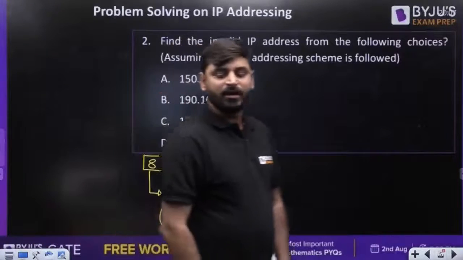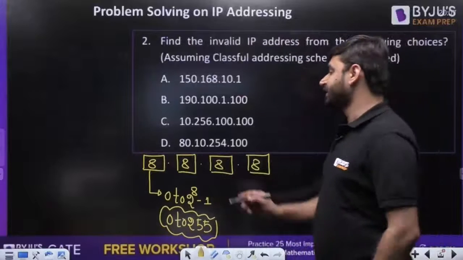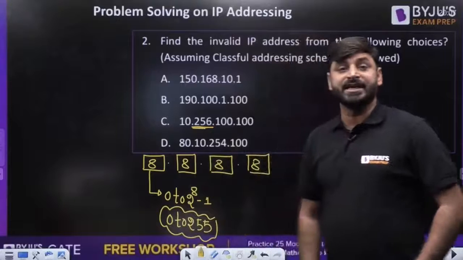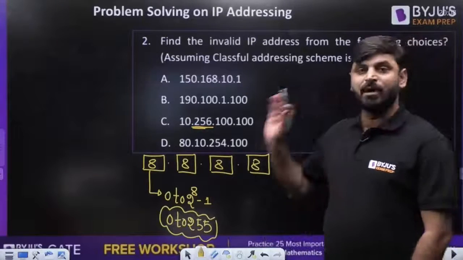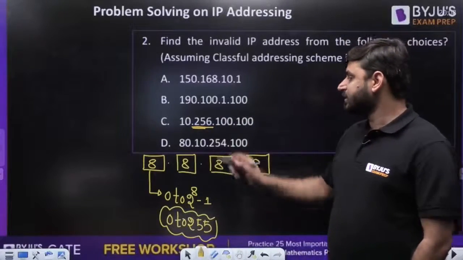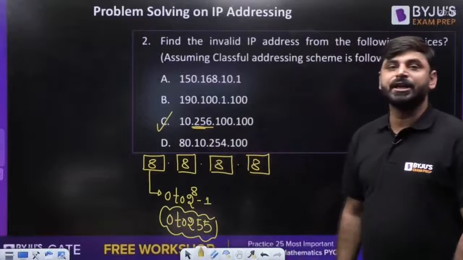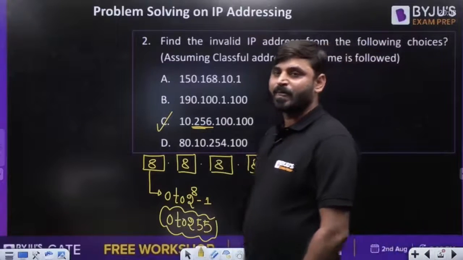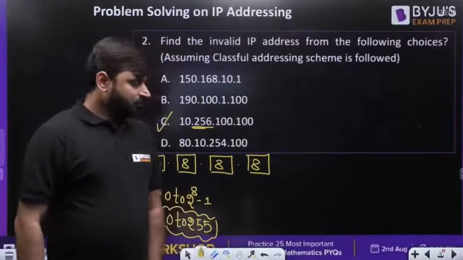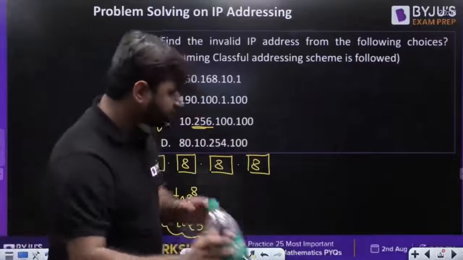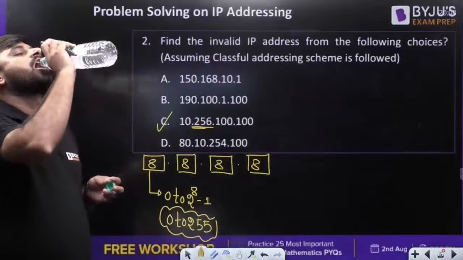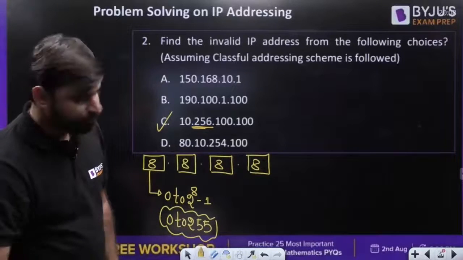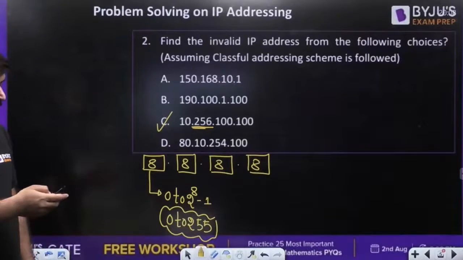But here, my dear friends, you can see this option C. Here it is given 256. It is not possible to write the number 256 from 8-bit. The maximum number that you can write from 8-bit is 255. So that's why it is invalid. This is invalid. Is it clear? Question number 2 clear? So I can move to the next question, my dear friends.